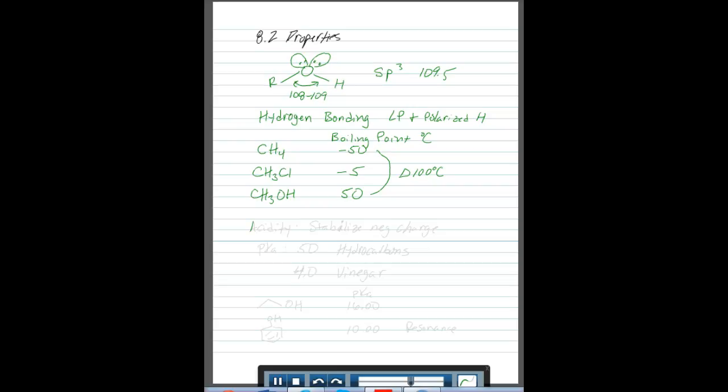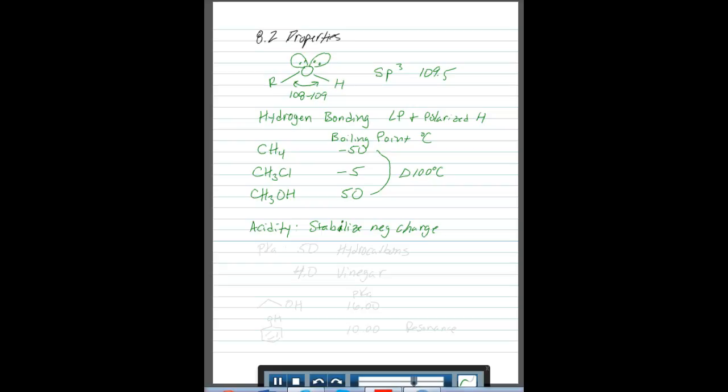The second property I want to talk about is acidity. Okay, and this is really the more important part I want to talk about. All right, oxygen is relatively electronegative, so it can stabilize a negative charge. So because of that, alcohols are relatively acidic, and the more that the electrons could be stabilized, the more acidic that alcohol. Okay, I think I actually spelled stabilize wrong. That should be an I there.